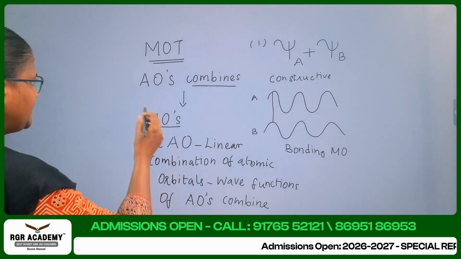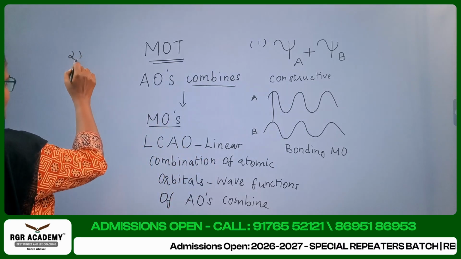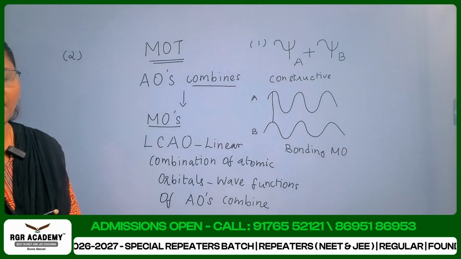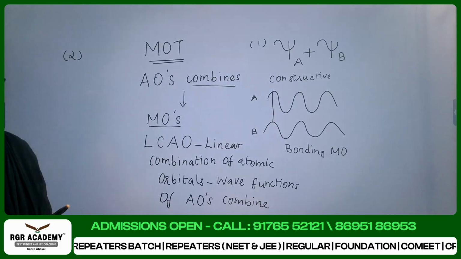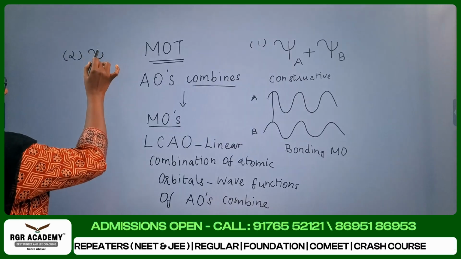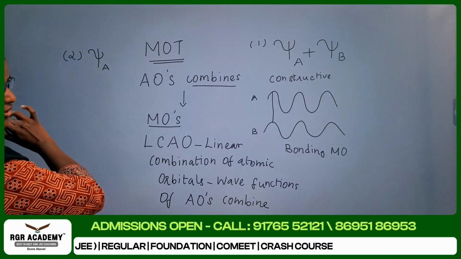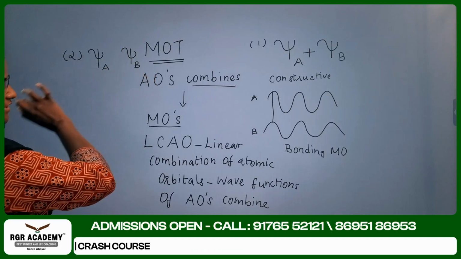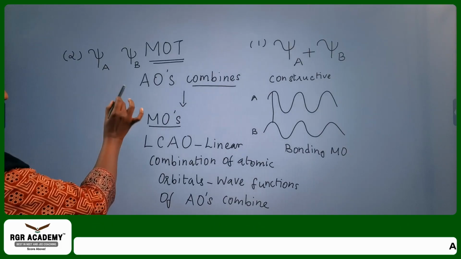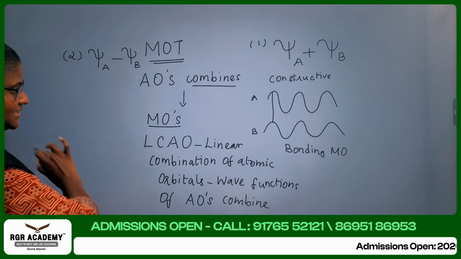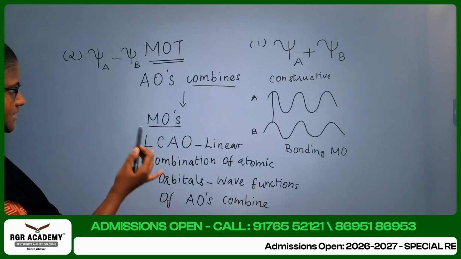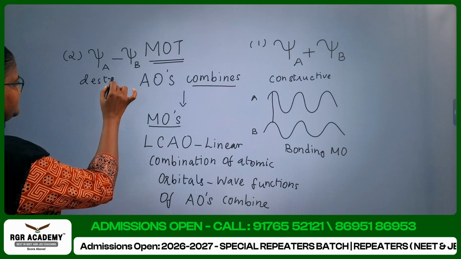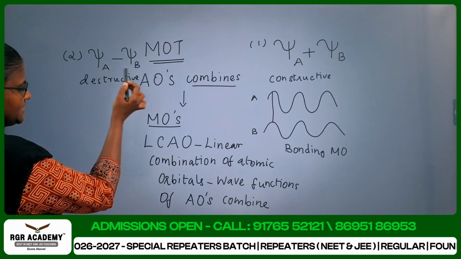Or sometimes these wave functions may combine to cancel each other. Say psi A is the wave function of the atomic orbital of element A and psi B is the wave function of the atomic orbital of element B. Then they may cancel out each other and form a destructive pattern.